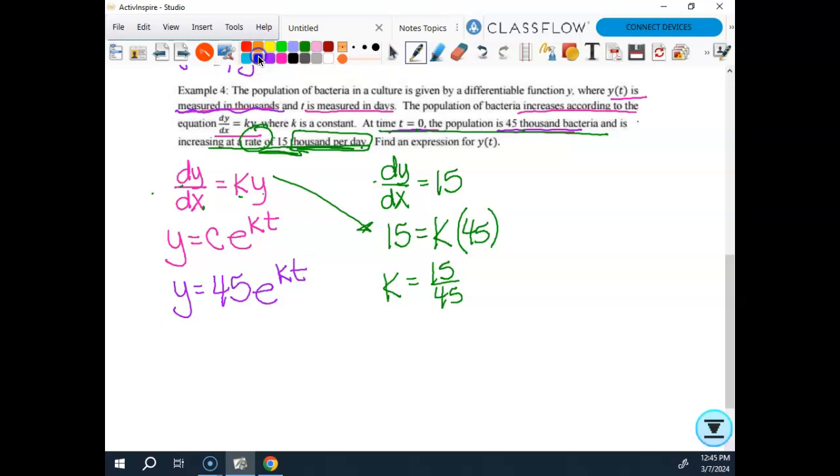And then it says to write an expression for y of t. So y of t is equal to 45 times e to the 15 over 45 times t power.